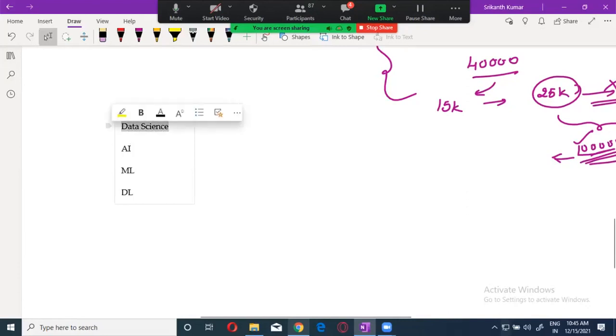When did data science come into existence? We are learning it now, in 2020, so it must be a latest technology, right? No? When was it? This actually came into existence in 2001. And what you are saying is that it is trending now.